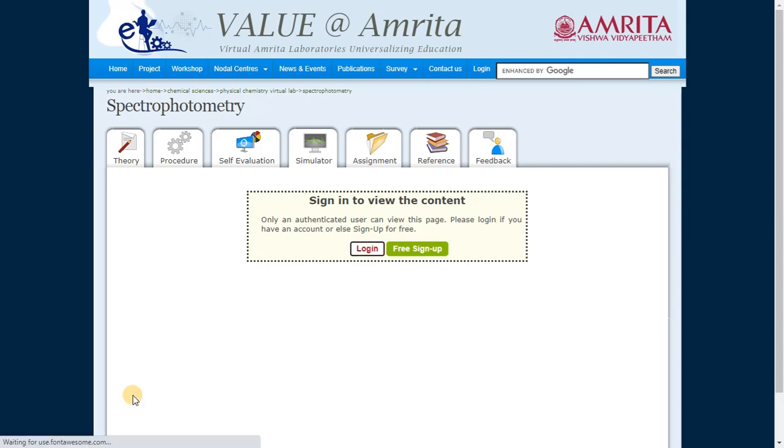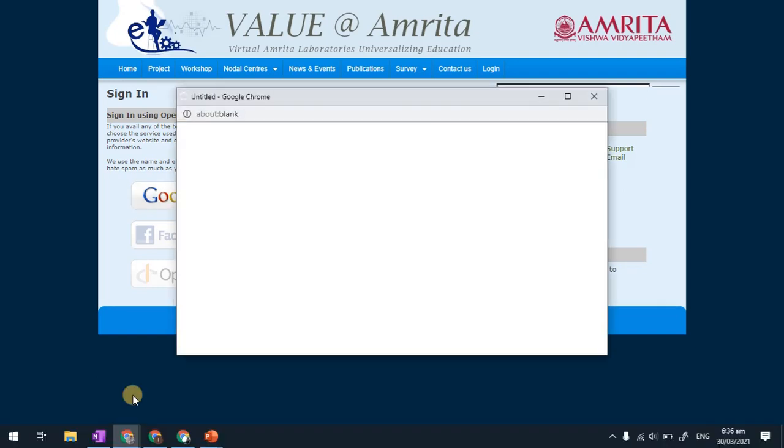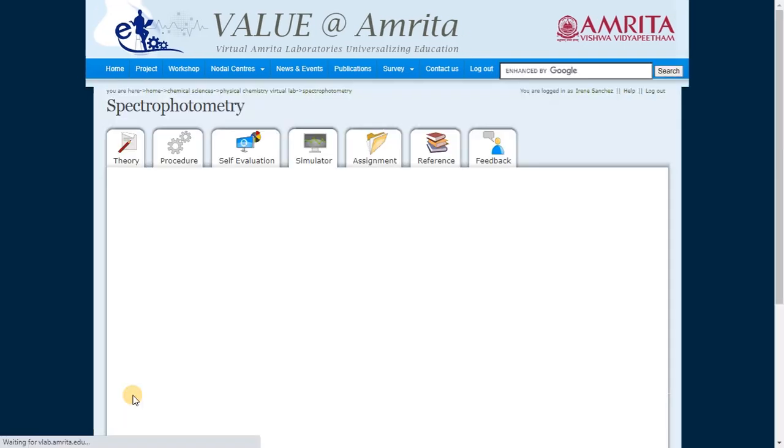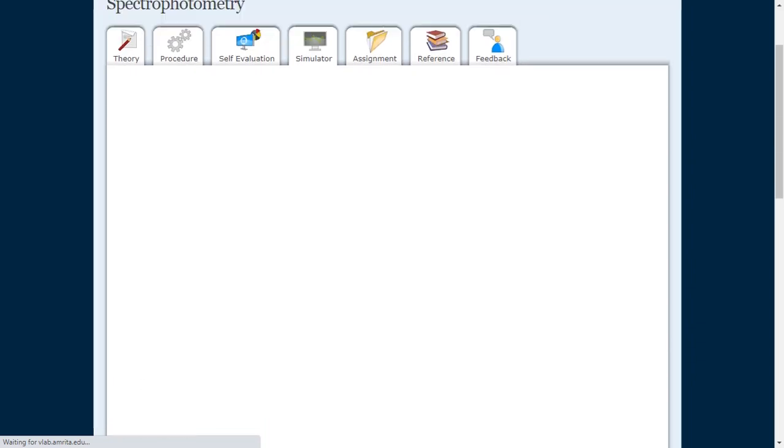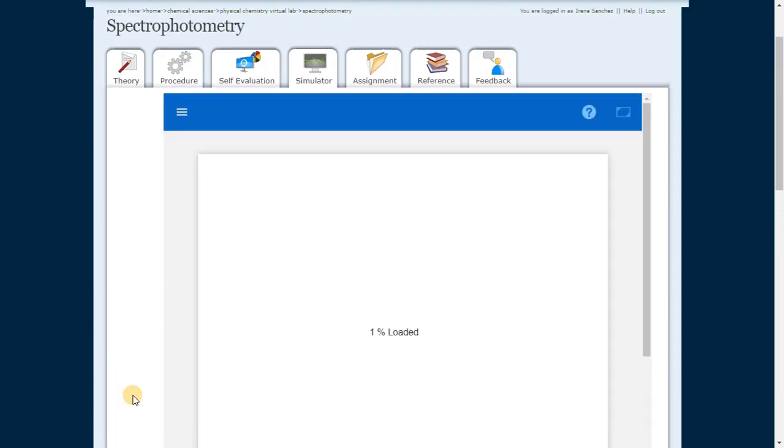What I did was that I logged in because I already have this account. So you can make yours. What I did was I logged in through my Google. Okay, so successfully I was able to log in. So the simulator loads a little bit. So you wait. Simulators are like simulations of the real world things.